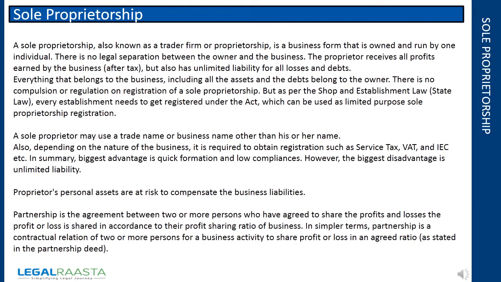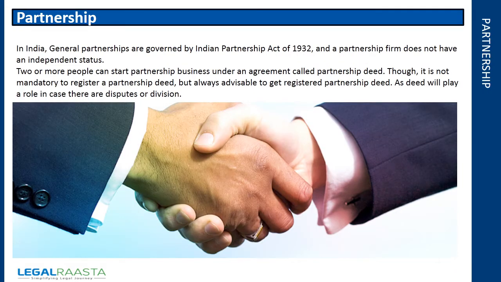Partnership is the agreement between two or more persons who have agreed to share the profits and losses. The profit or loss is shared in accordance to their profit-sharing ratio of business. What is partnership? In India, general partnerships are governed by Indian Partnership Act of 1932, and a partnership firm does not have an independent status. Two or more people can start partnership business under an agreement called partnership deed. Though it is not mandatory to register a partnership deed, it is always advisable to get it registered, as the deed will play a role in case there are disputes or division.